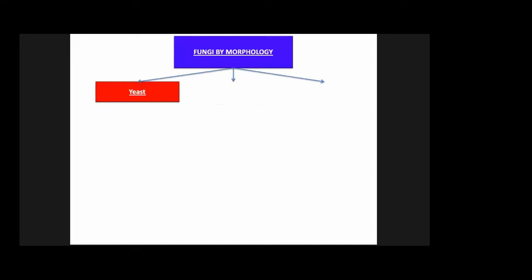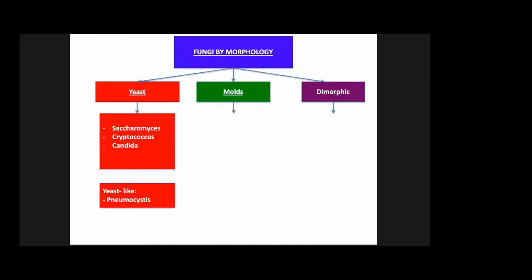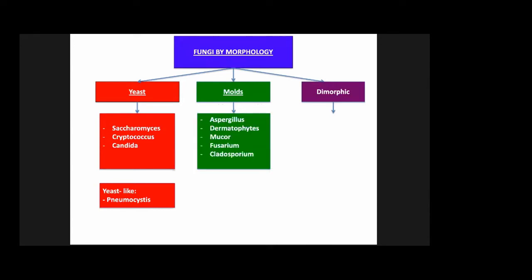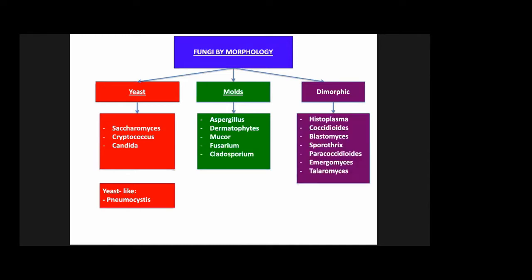So based on morphology, let's just go through the basic fungi here: yeast, molds, and dimorphic. The most frequent yeasts are Candida and Cryptococcus. The most frequent yeast-like fungus is Pneumocystis, and for the molds, in our hospital, I think that Aspergillus will be the main. On some occasions, you may say Mucor or Fusarium, depending on whether you are dealing with neutropenic patients or diabetic patients. Dimorphic fungi will include most of the endemic mycosis: Histoplasma, Coccidioides, Blastomyces, Sporothrix, and Paracoccidioides.